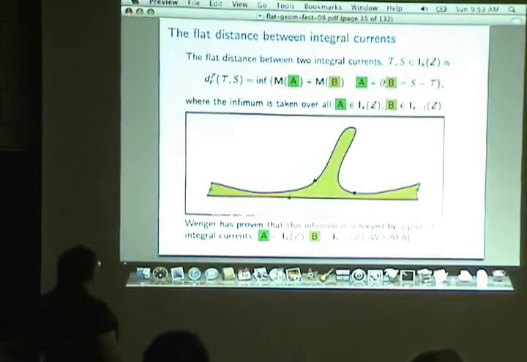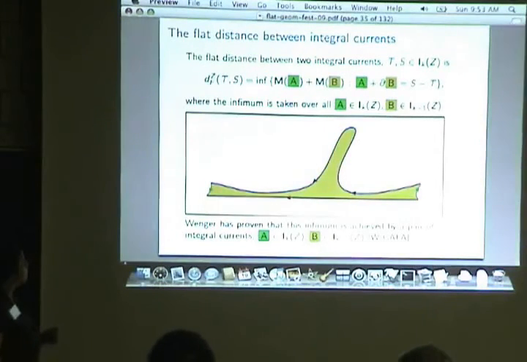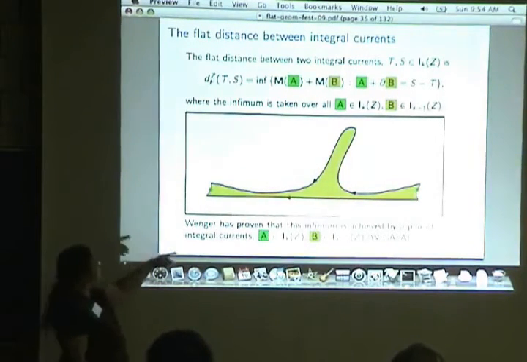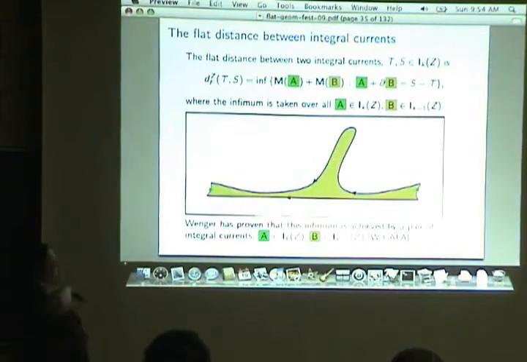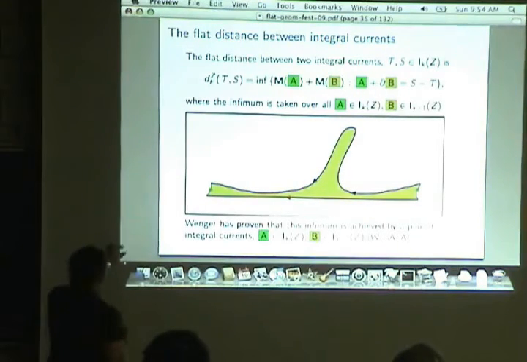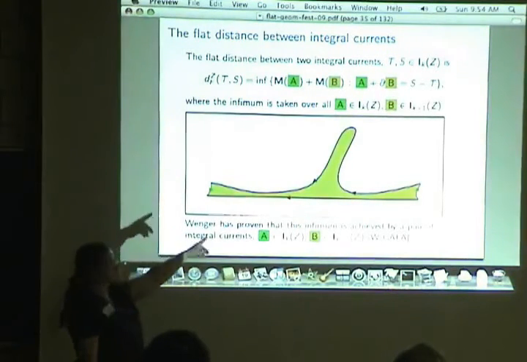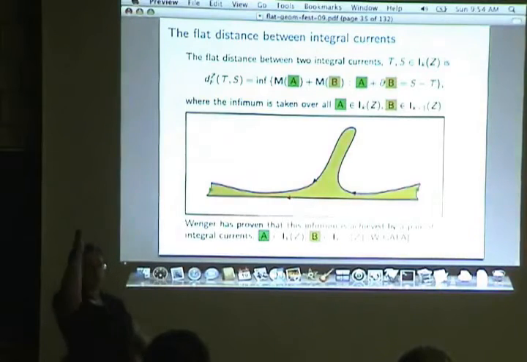So you have a flat distance between two integral currents. My first integral current I drew in red, and I made them one-dimensional for the picture. So the red integral current is just a straight line on the bottom, and the blue integral current T is something at the bottom. And I want to say, what's the flat distance between them? These things are not close in the Hausdorff sense, because if I take a tubular neighborhood about the red one, it doesn't really include the blue one until it gets really large.